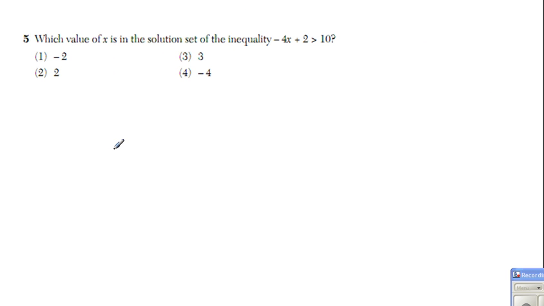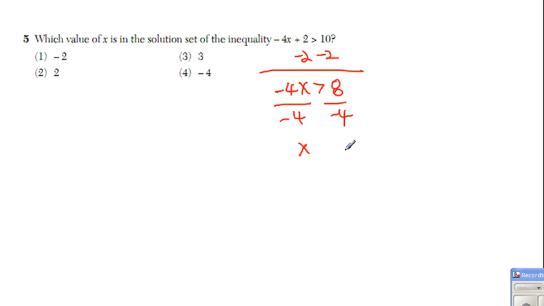Alright. Now we want to find out the solution for this one, so we will subtract 2 from both sides. Then we have negative 4x, which is greater than 8. Now, in order for us to have x by itself, we've got to divide by negative 4. And we have x on the left side. On the right side, we will have negative 2, because positive and negative. But when we divide by negative number, we have to switch the sign. So x has to be less than negative 2. The only thing that's possible will be choice number 4.